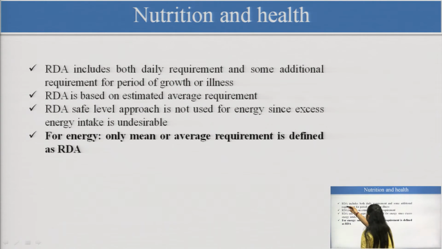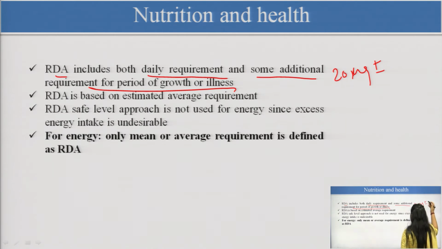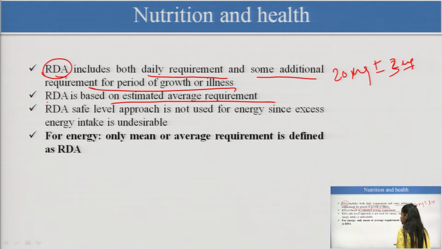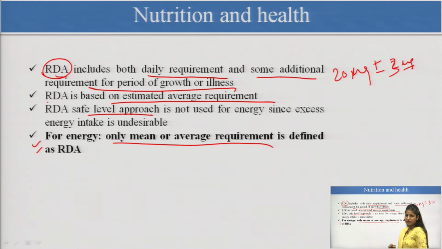Yes, see here, the recommended dietary allowance includes both the daily requirement and some additional requirement for periods of growth or illness. So this is what I am telling you. If I am saying 20 micrograms, there may be plus or minus 2 standard deviations depending on the conditions the person has. If I am taking an example of 2 standard deviations, so I am taking 2 micrograms or 3 micrograms, we can add or deduct. So this is how we can fluctuate our recommended dietary allowance for the nutrients. Recommended dietary allowance is based on the estimated average requirement. It is a safe level approach, but for energy only the mean or average requirement is defined as the RDA.